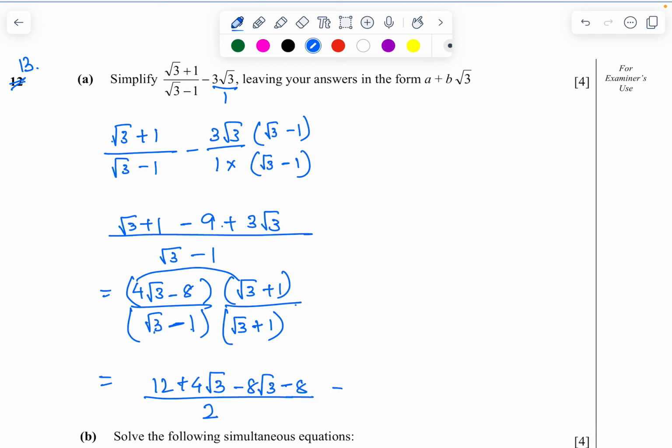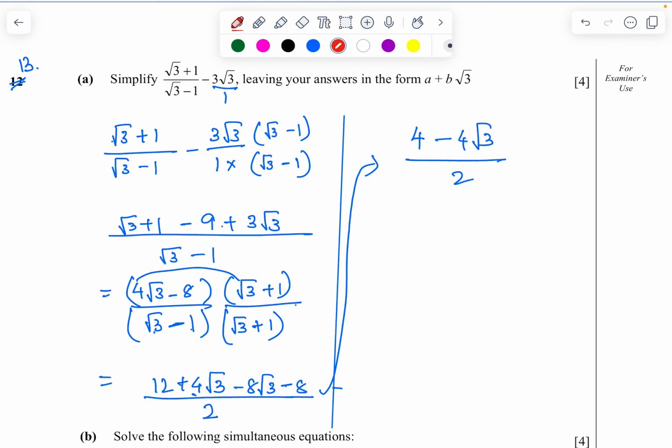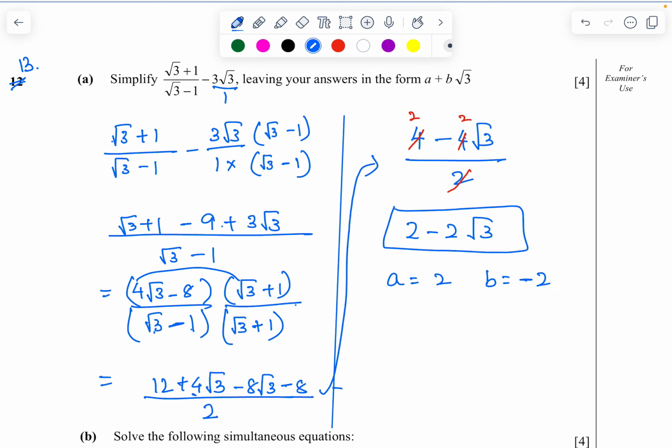So this gives us 12 minus 8 is 4, then 4 minus 8 is again negative 4 square root of 3 over 2. So I will simplify this: 2 times 1, 2 times 2, 2 times 2. So our final answer is 2 minus 2 square root 3, where a equals 2, b equals negative 2. So this is our final answer.